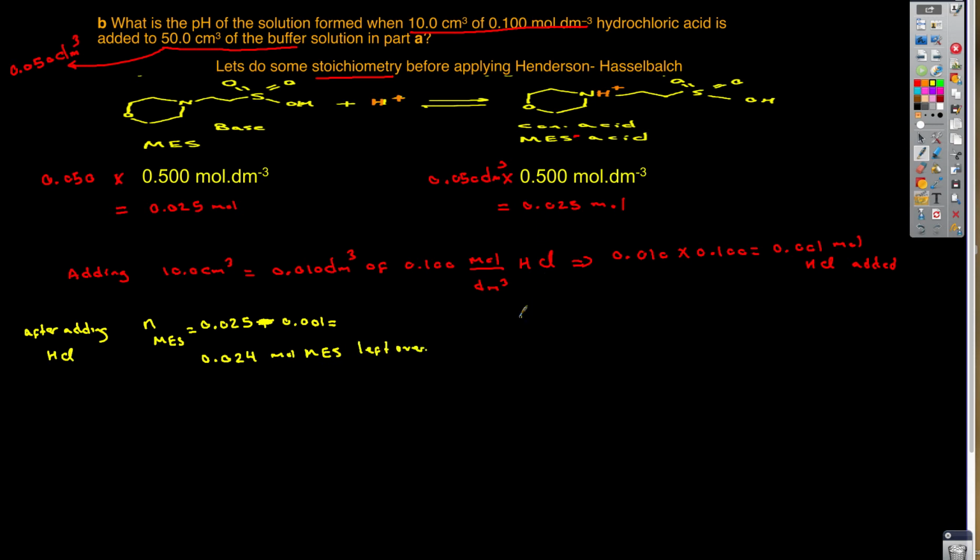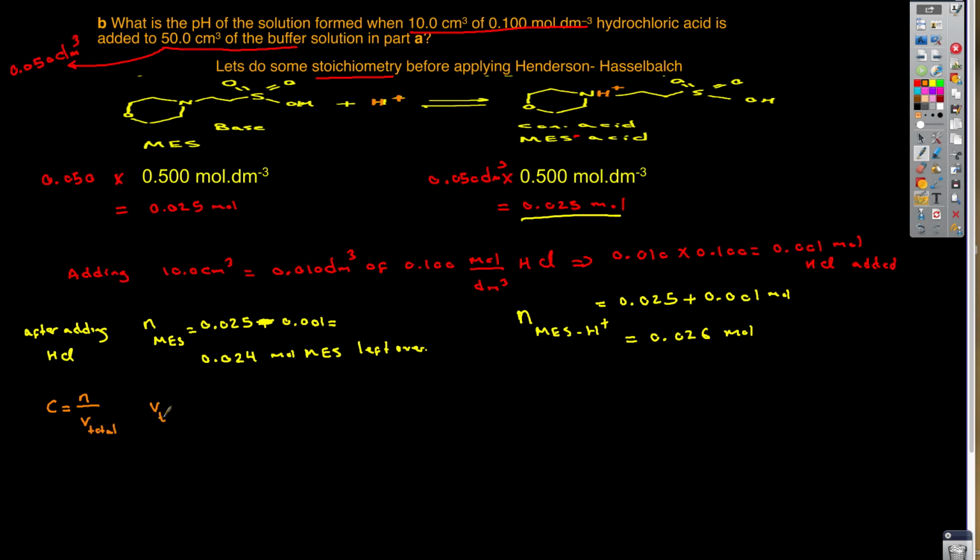Now if we go to MES acid, moles of MES acid is simply 0.025, the original mole, plus the new moles of HCl, 0.001 mole HCl. So this happens to be 0.026 moles. We are almost there, except remember that Henderson-Hasselbalch has a concentration in it. So in order to find concentration, it's moles divided by total volume.